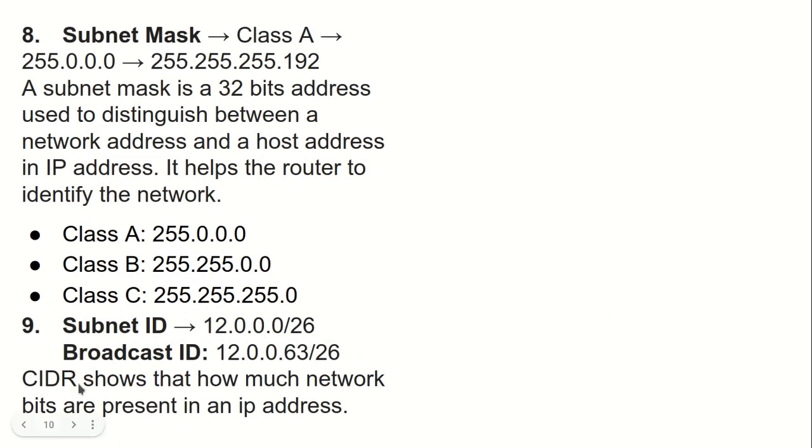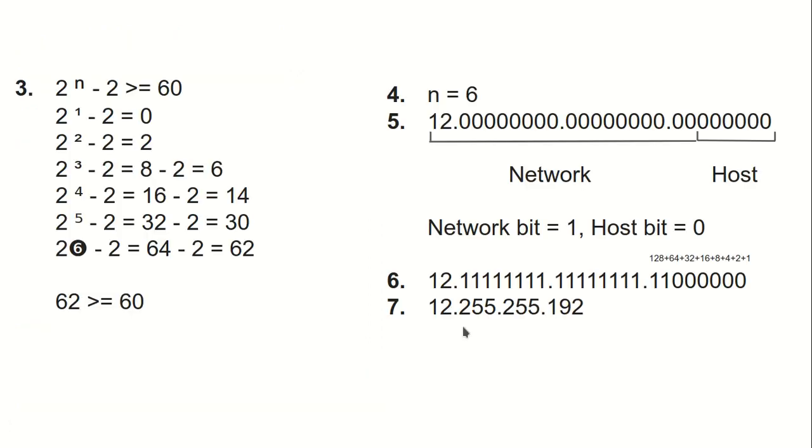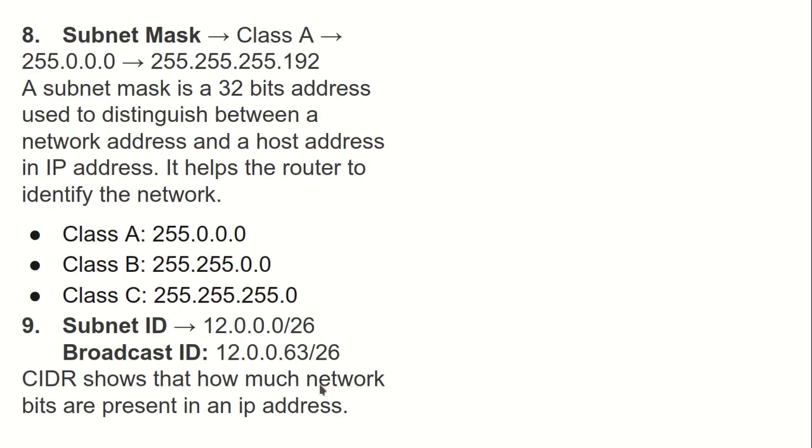This is called CIDR, and it shows how many network bits are present in an IP address. These are the network bits, all the network bits that we have shown you. It starts from the 12 and continues until it reaches here. If counted, it will be equal to 26. So it basically shows how many network bits are present in an IP address.